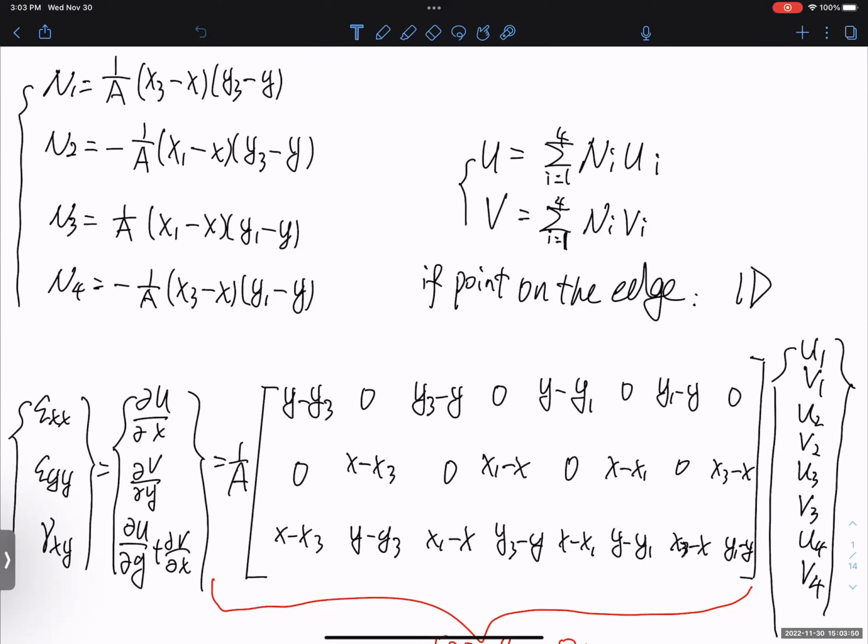Chapters 8 to 10, I guess. Yeah, I think it's from the 4 node rectangular element, right? So CST is in the previous exam, in exam 2. So after CST, start from the 4 node rectangular element. Any other questions?